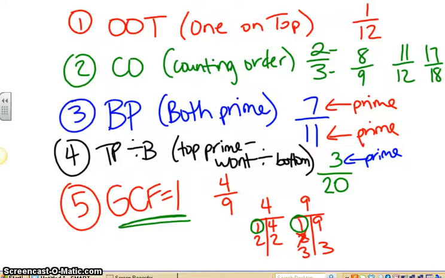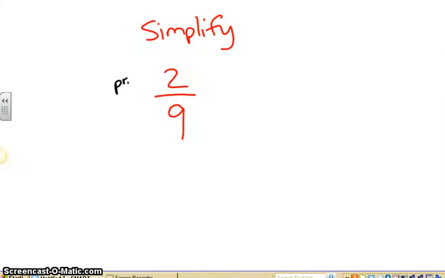Is the top prime, and can it divide? And it won't divide the bottom. Okay, my top is prime, and it won't divide the bottom, so that means that this is already simplified. So I know that it's already simplified because it matches the top prime divided by the bottom. And that's all I have to write to show that it's already simplified.